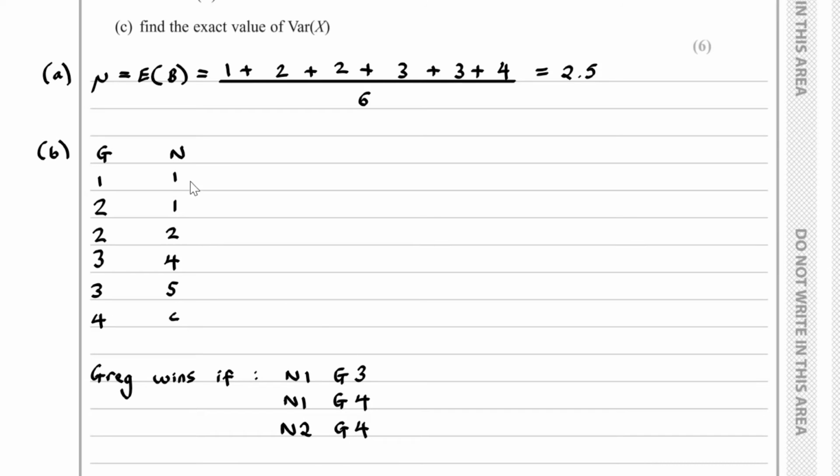Now for the rest of them, obviously if N scores a 4, there's nothing greater that G can get. If N scores 5, there's nothing greater than 5 over here. And obviously because C is greater than 5, if N scores C, then Greg can't score anything greater than that. So these are the only 3 options there are for Greg.